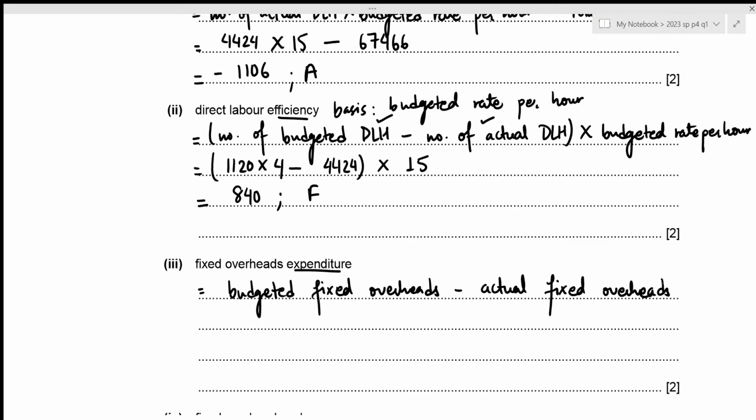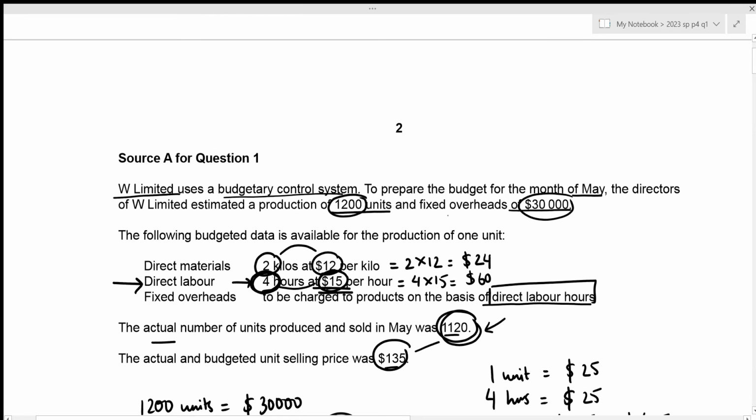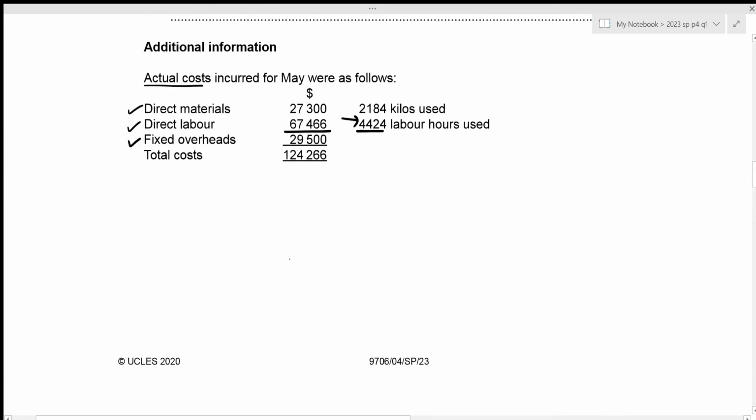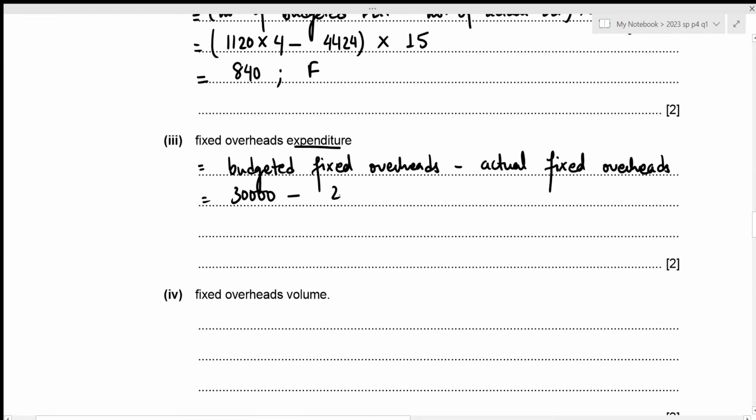The budgeted fixed overheads was given above. Let's have a look. We can see that the total fixed overheads, the budgeted one, was 30,000. So let's write it down. That's 30,000. And our actual fixed overheads is given right here to be 29,500. So we're just going to substitute this amount. And this gives our fixed overheads expenditure variance to have the value of positive 500. And a positive 500 indicates that our budgeted fixed overheads was greater than the actual fixed overheads. And since this is a cost, a lower actual cost is a favorable condition for our business. So this is also a favorable variance.